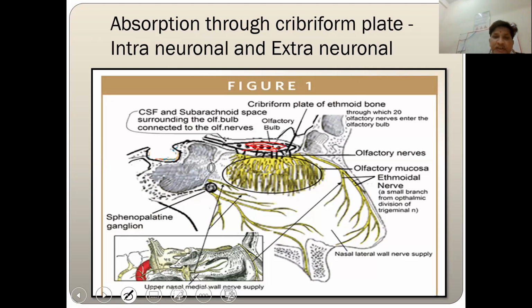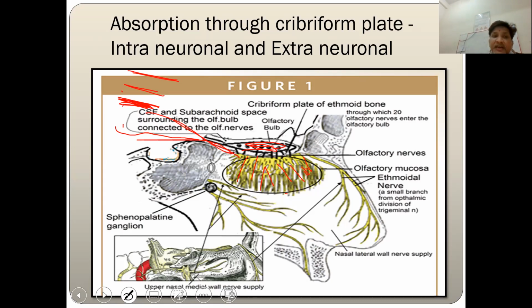This is the olfactory fossa. These are olfactory neurons. One important anatomical fact you have to understand is that the dura is continued as the periosteum of the ethmoidal bone. Dura, arachnoid and pia, these three are the meninges or coverings of the brain. So the outer wall, which is the dura mater, is continued as the periosteum of the bone.